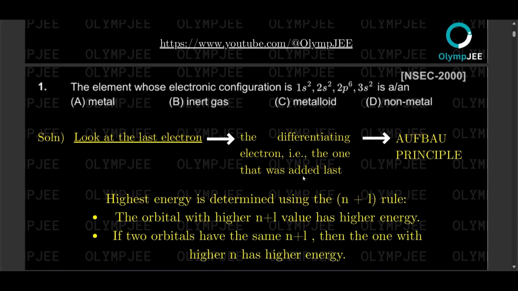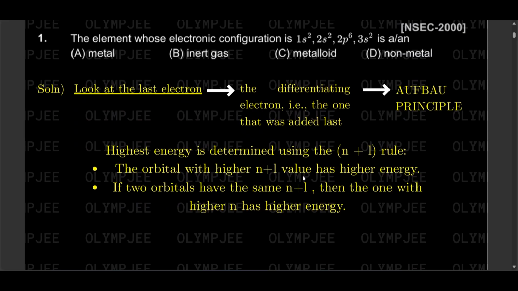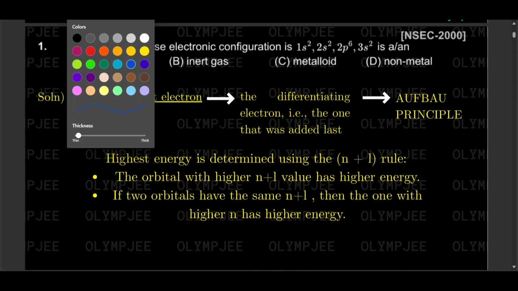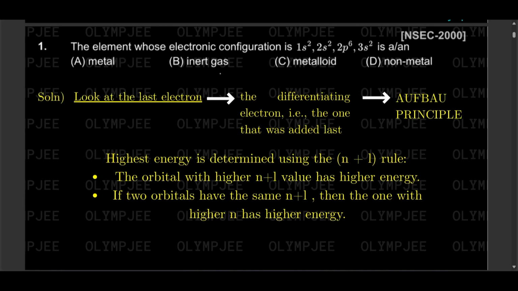So let us begin. The first question says that the element whose electronic configuration is 1s2, 2s2, 2p6, 3s2 is a dash. This is a very small electronic configuration, so you can find out which element it belongs to, and then accordingly choose the correct option.